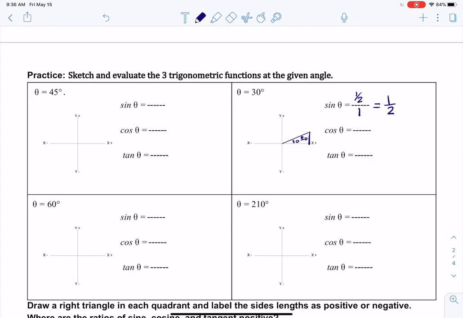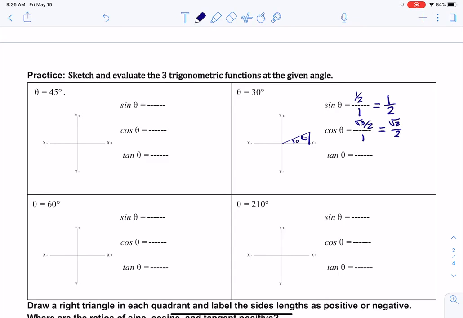Okay, cosine is going to be my adjacent side. My adjacent side here is the long leg of my 30, 60, 90, so that's square root 3 over 2 divided by my hypotenuse, which is 1. So this is just square root 3 over 2.